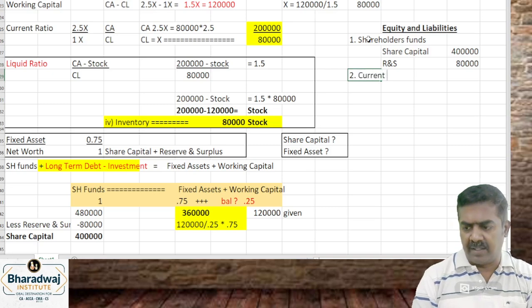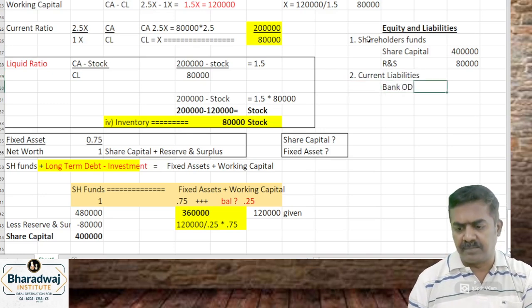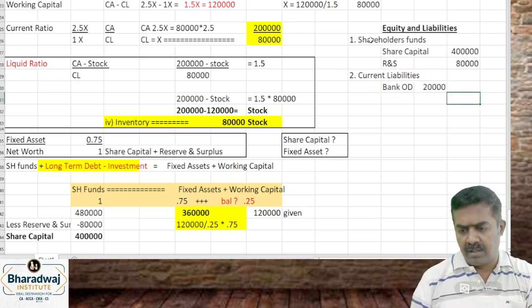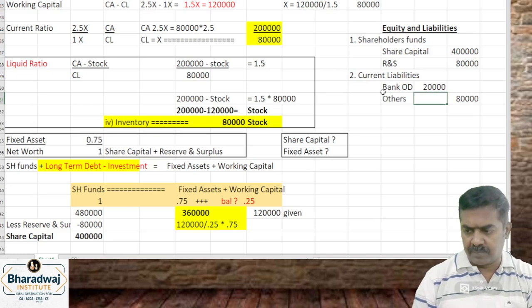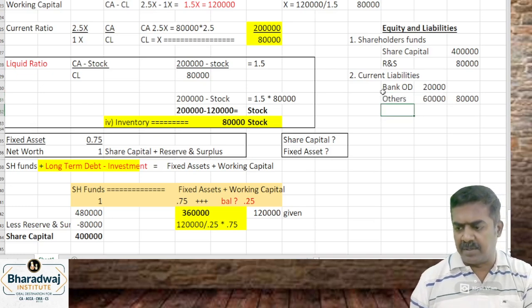Yes, current liability now. Current liabilities include bank OD. How much bank OD is given? 20,000. Current liability we know is totally 80,000 now. Others may be 60,000, which may be like trade payables.